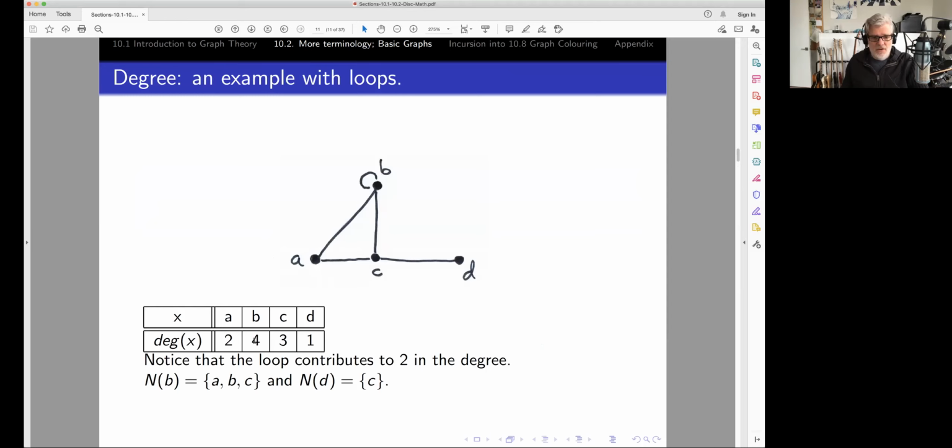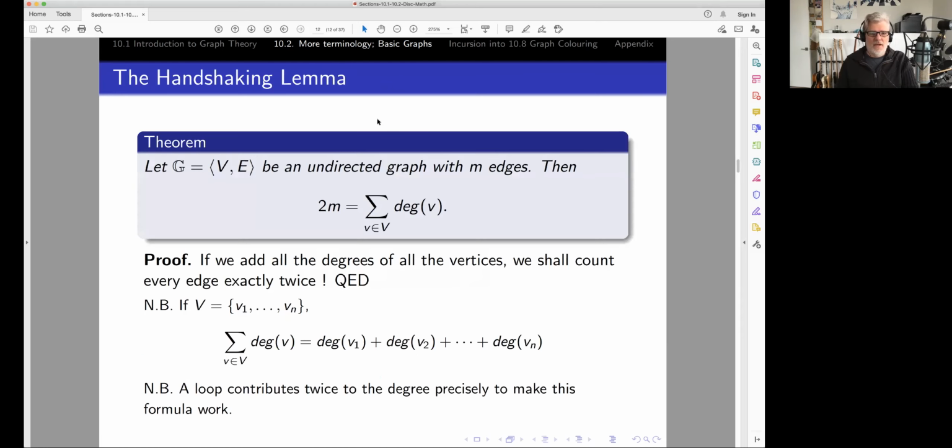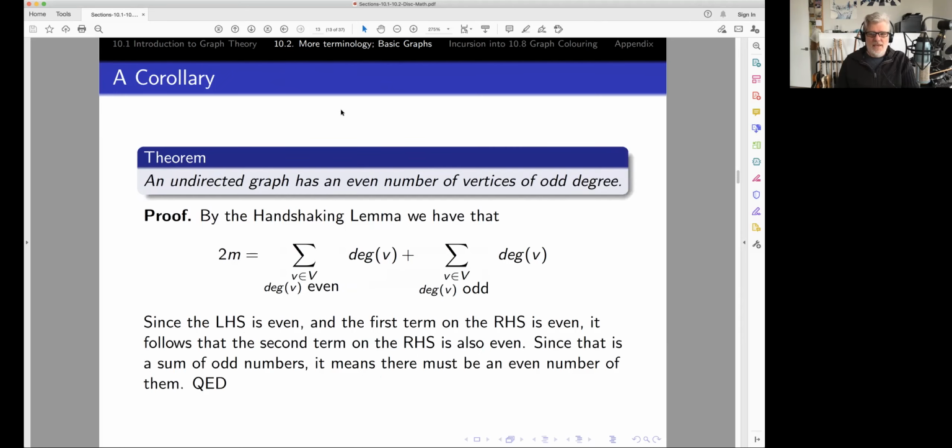Okay, so here if you count all the degrees, 2 plus 4 plus 3 plus 1, that's 10. And how many edges are there? 1, 2, 3, 4, 5, right? So you see that when you count the degree of D, you're counting this edge once. And then when you count the degree of C, you'll be counting this edge a second time. And you're going to do this for every single edge. Does that make sense? Yes. Excellent.